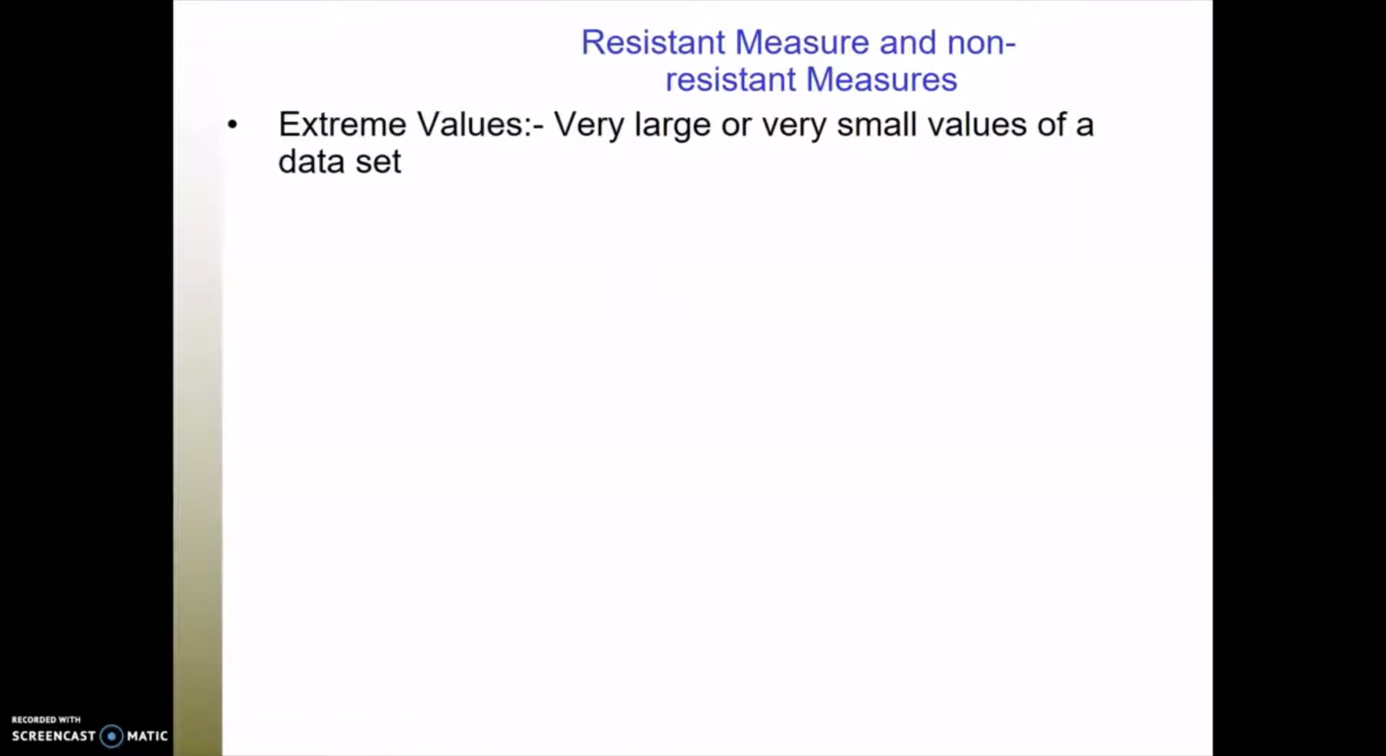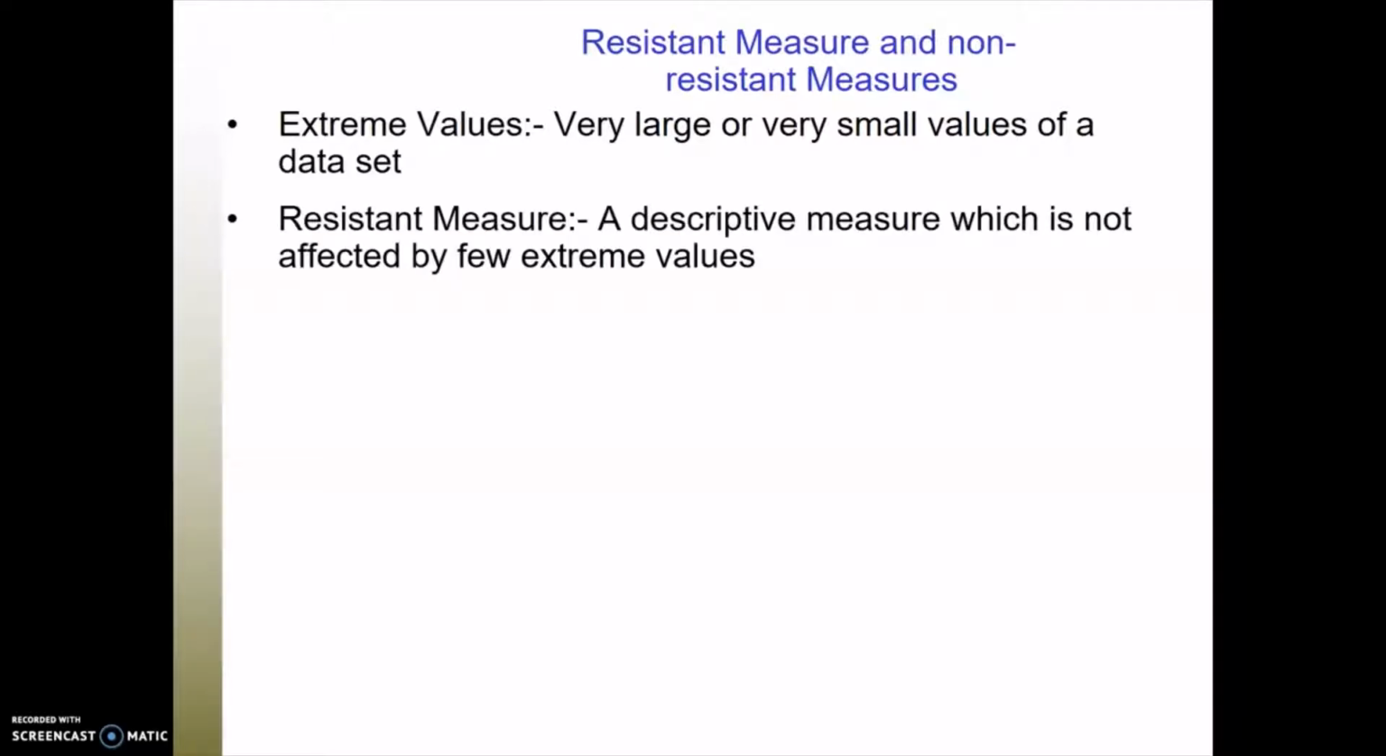These are the values which are very small or very large as compared to the rest of the data values. Such values are called extreme values. These values are also, in a loose sense, called outliers, right?